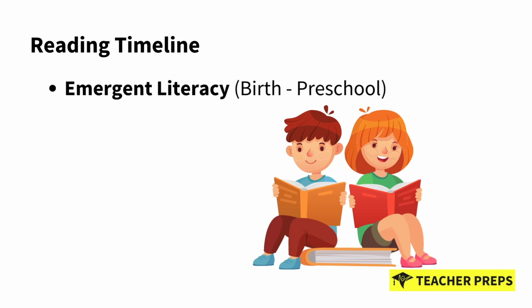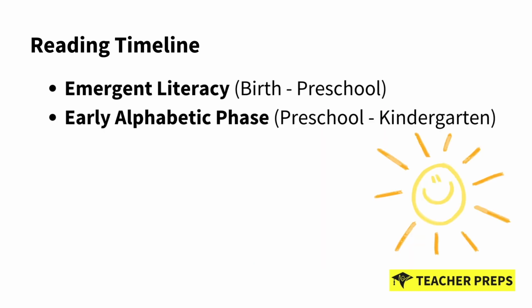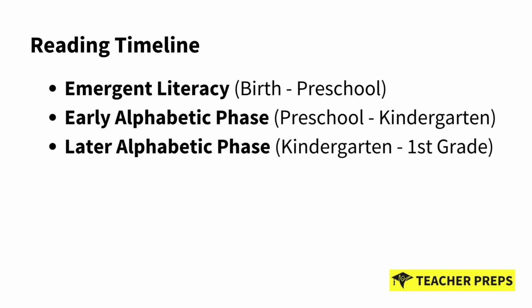First, we have emergent literacy. This is birth to preschool. Students at this level have print motivation by showing interest in the books that they're reading. Then comes early alphabetic phase, which is preschool to kindergarten, where children begin recognizing and producing rhymes. Next is later alphabetic phase. This is kindergarten through first grade, where the child begins recognizing common irregular words by sight like the and was.